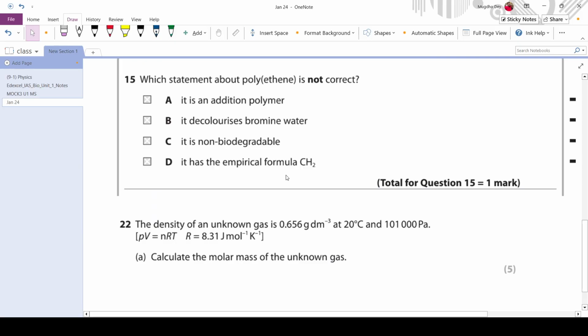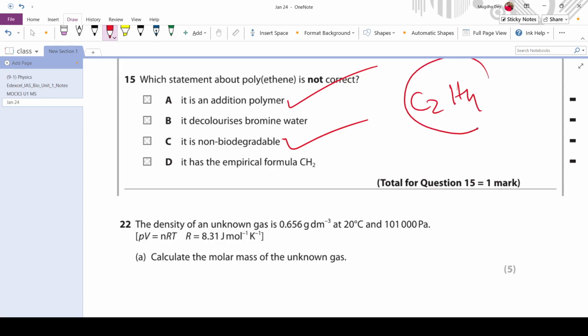Okay, which statement about polyethylene is not correct? If we see in this one down here, is not correct. They say it is an addition polymer. Yeah, it is an addition polymer because it is produced from addition polymerization. So that is correct. Polymers are non-biodegradable. That is also correct. It has the empirical formula CH2. Does it? C2H4. No, no, no. Wait, 1 minute.